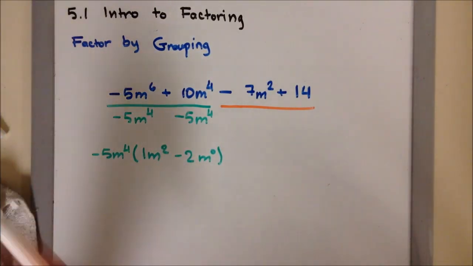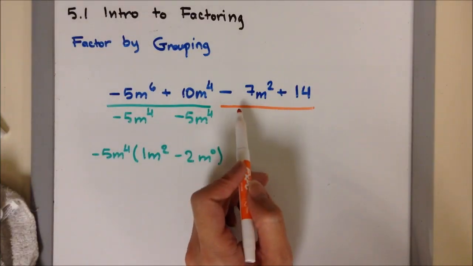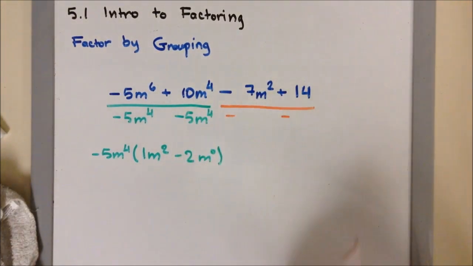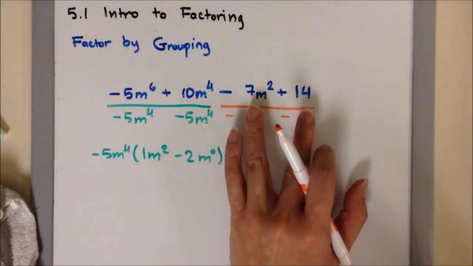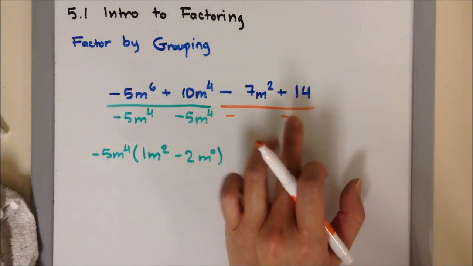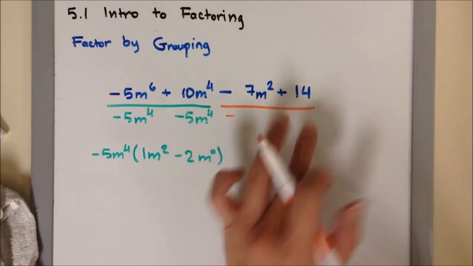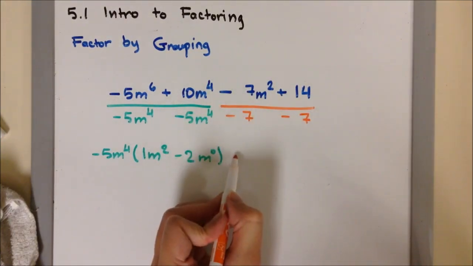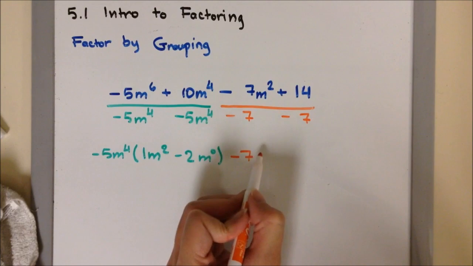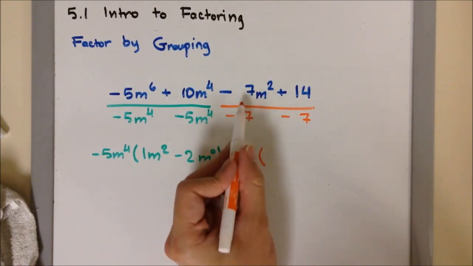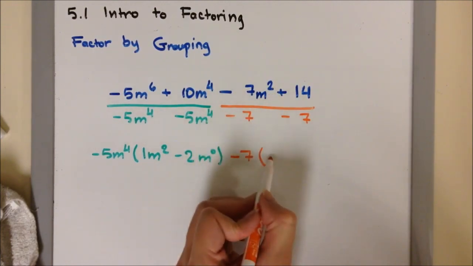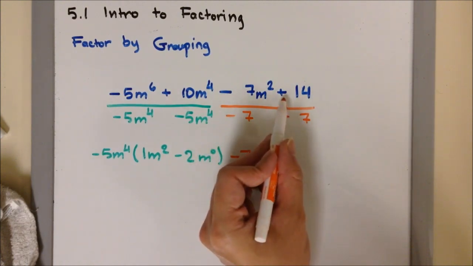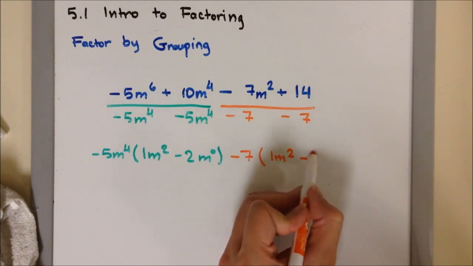Now let's talk about the right side. The first term on the right side is negative, so I'm going to divide by a negative on both terms. What's in common between 7m squared and 14 is just the numbers. Both of them are divisible by 7. So my GCF is negative 7. I'm going to undistribute with the negative 7. Negative 7m squared divided by negative 7 is just 1m squared. Positive 14 divided by negative 7 would be minus 2.